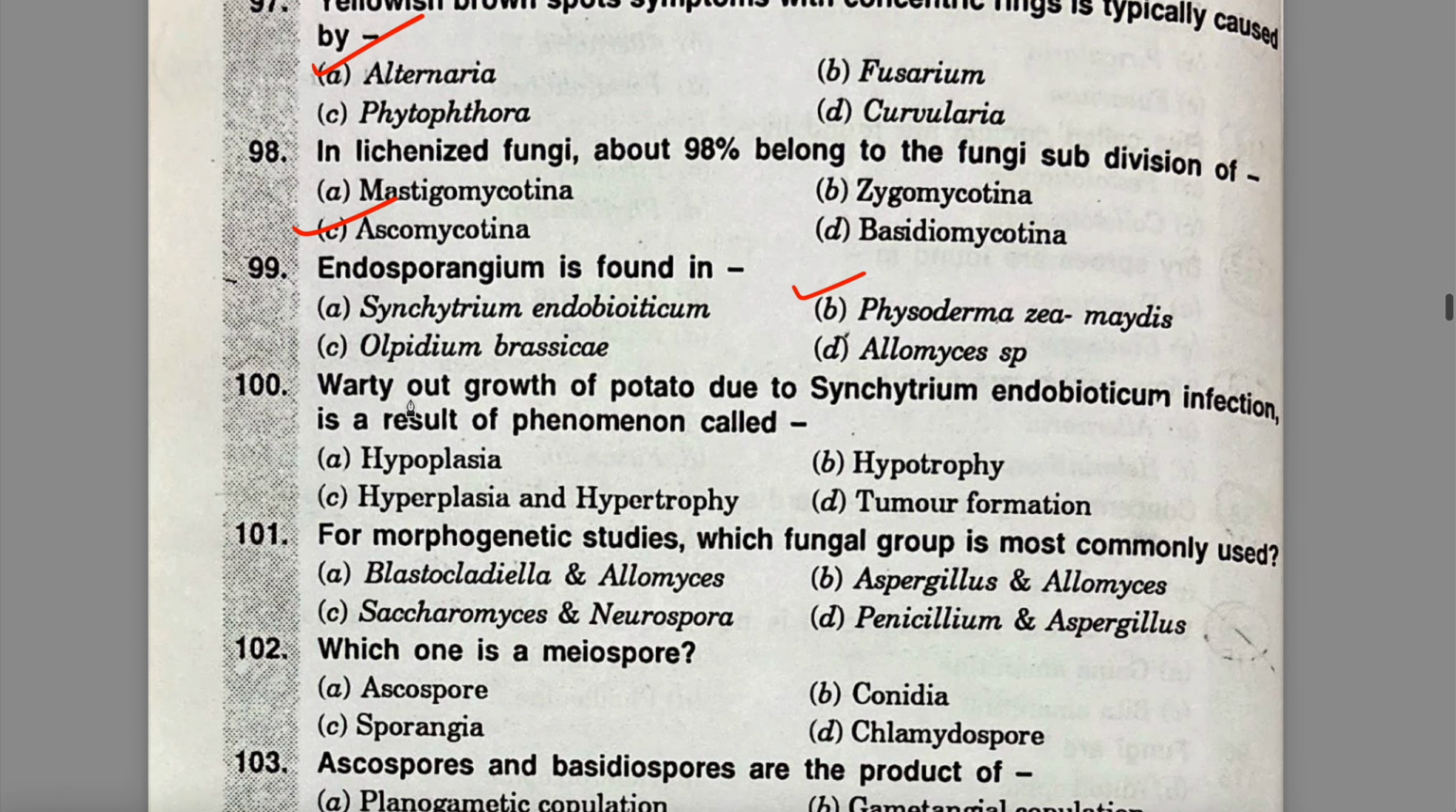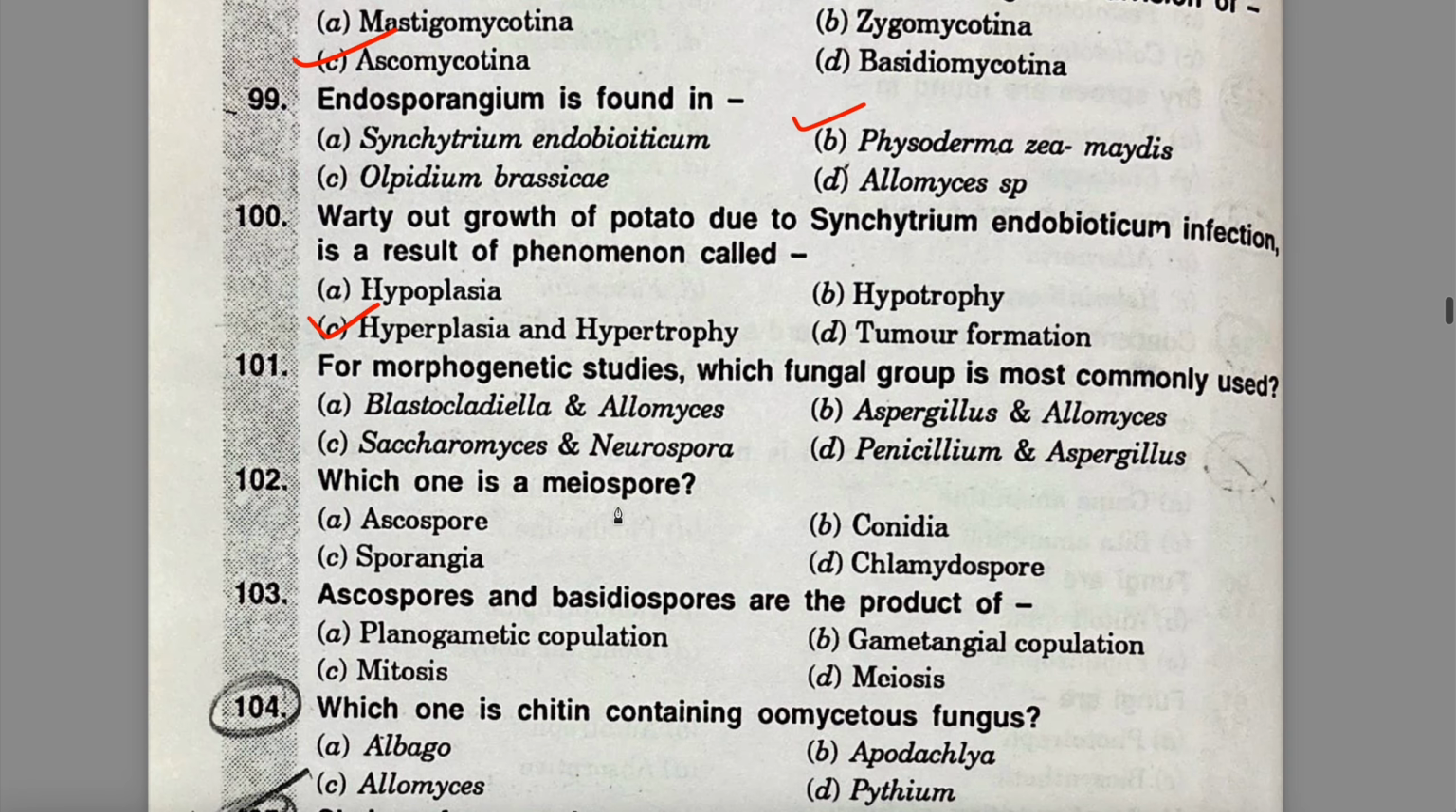100. Warty outgrowth of potato due to Synchytrium endobioticum infection is a result of a phenomenon called hypoplasia, hypotrophy, hyperplasia, hypertrophy, or tumor formation? The answer is both hyperplasia and hypertrophy.